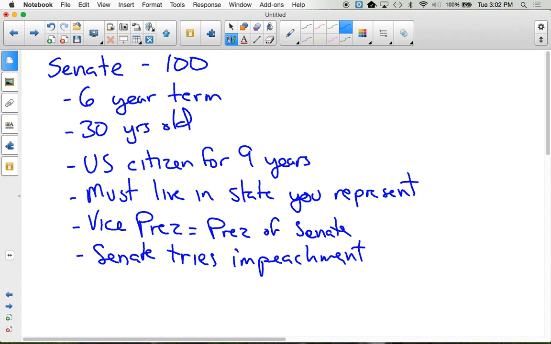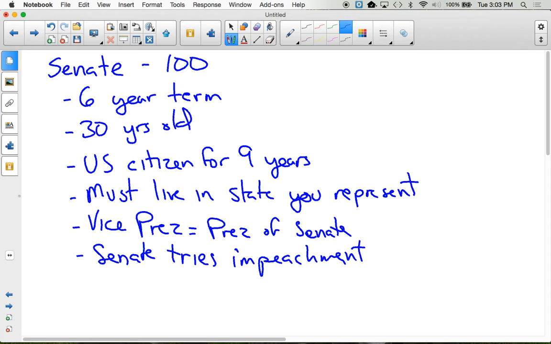Okay? A president has never been convicted of impeachment. We've only had 2 that have been impeached, Bill Clinton and Andrew Johnson, following the Civil War. Neither of them was found guilty. Nixon resigned before he was impeached. Okay? He would have been impeached, and he would have been found guilty.